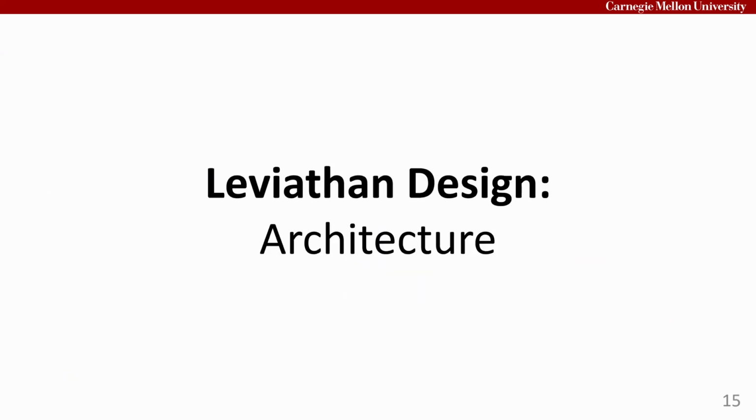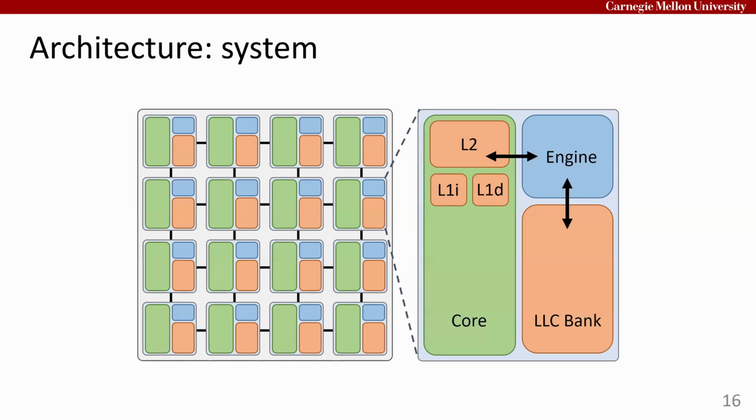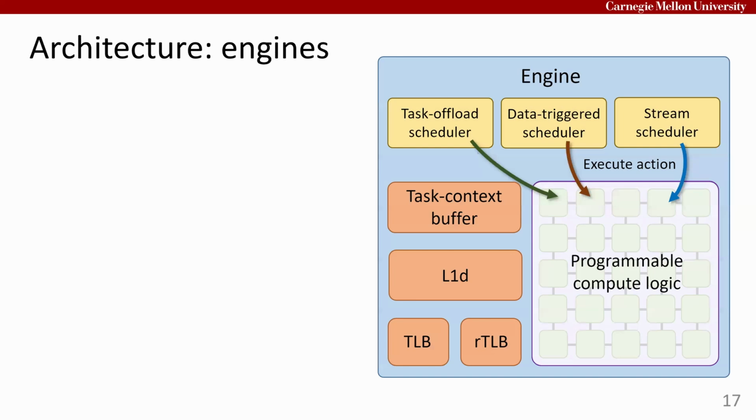Next, I'll discuss Leviathan's architecture. Leviathan starts with a baseline multicore processor. On each tile, Leviathan adds an engine to execute NDC actions. To minimize data movement for actions, the engine connects directly to the L2 and LLC bank on the same tile. The NDC paradigm determines which cache is accessed.